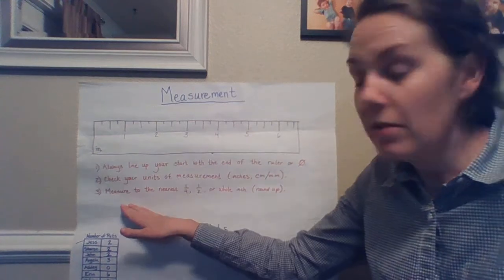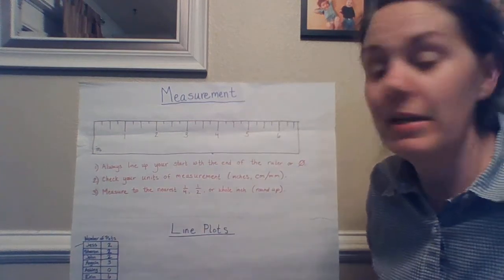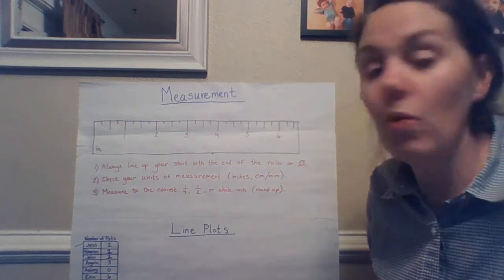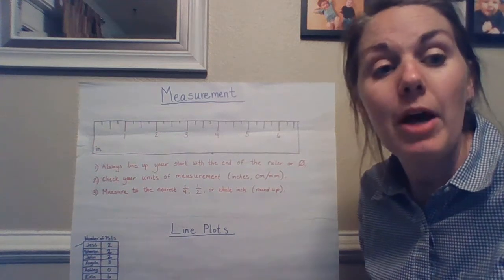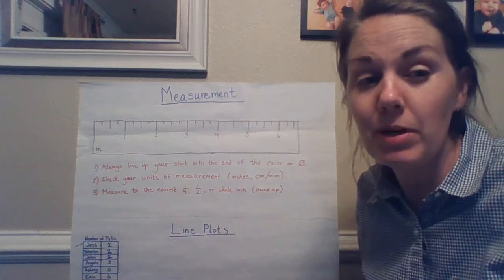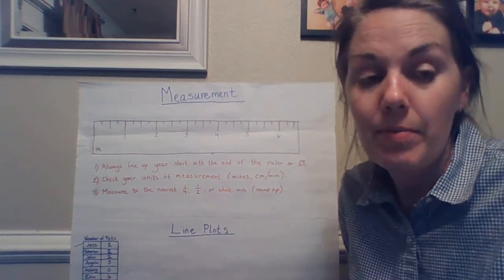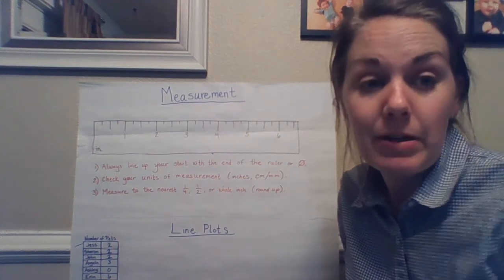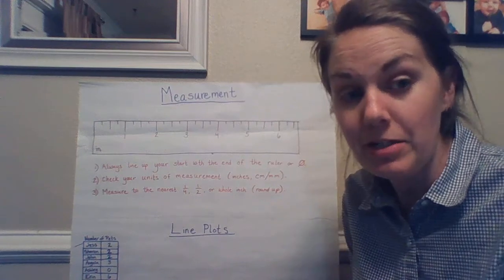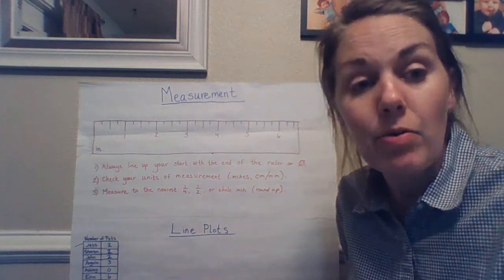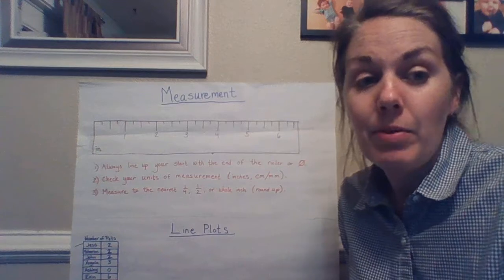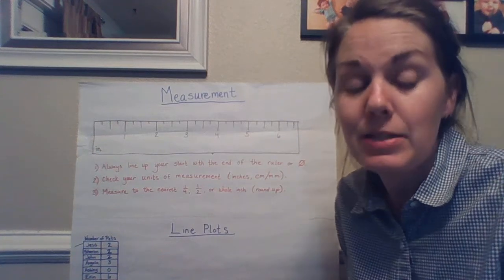All right, the third point says measure to the nearest quarter, half, or whole inch, and you round up to do that. So that's what we're going to be covering in this lesson, rounding to the nearest quarter, half, and whole inches. Depending on what you are measuring will determine how precise you want to be.